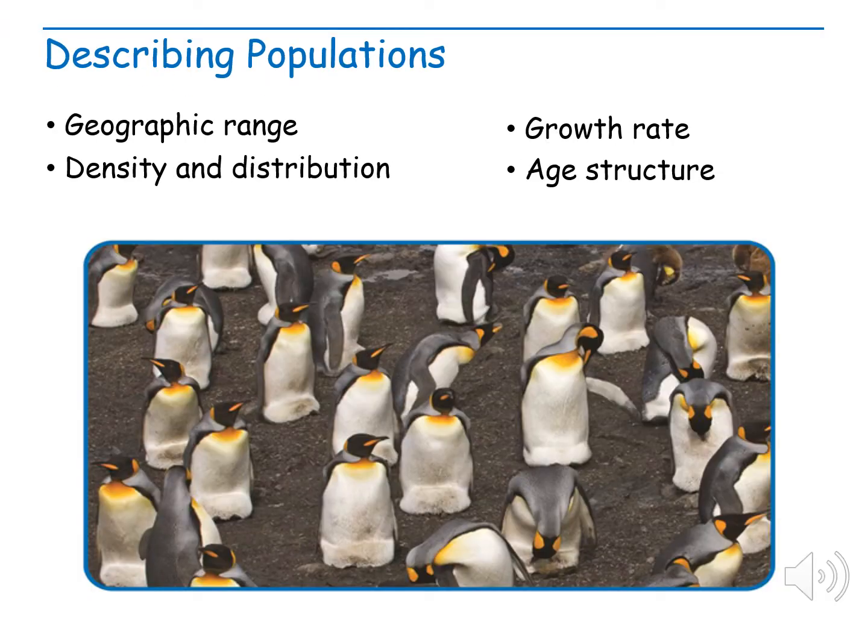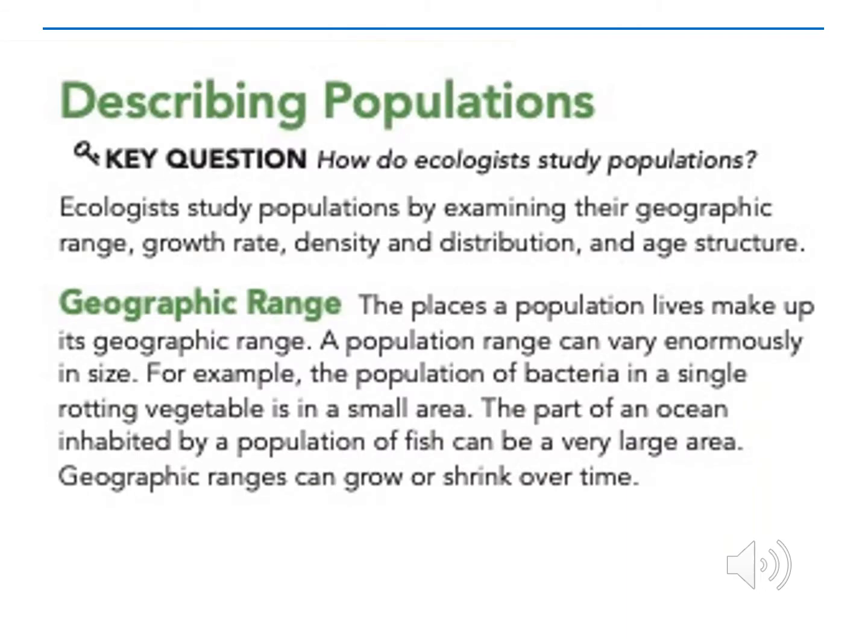There are four main ways that scientists are going to use to describe populations. They include geographic range, density and distribution, growth rate, and age structure. The places a population lives makes up its geographic range. A population range can vary enormously in size.